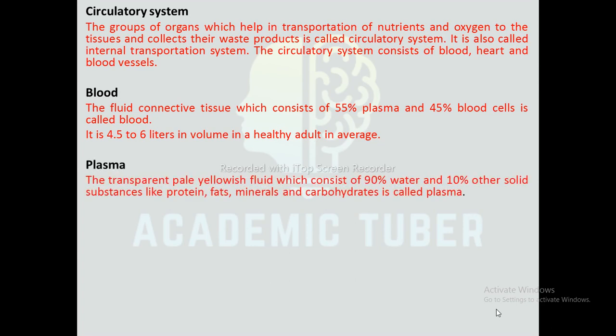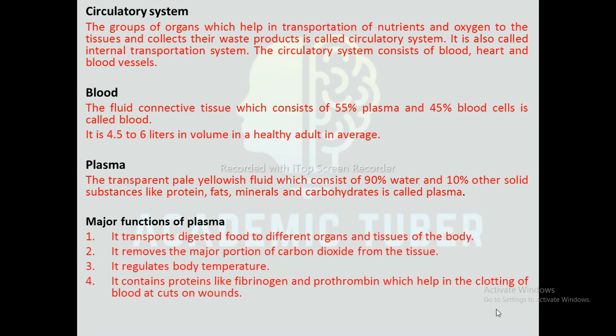Plasma. The transparent pale yellowish fluid which consists of 90% water and 10% other solid substances like protein, fats, minerals, and carbohydrates is called plasma. Major function of plasma. It transports digested food to different organs and tissue of the body. It removes a major portion of carbon dioxide from the tissue. It regulates body temperature. It contains proteins like fibrinogens and prothrombin, which help in the clotting of blood at cuts on wounds.